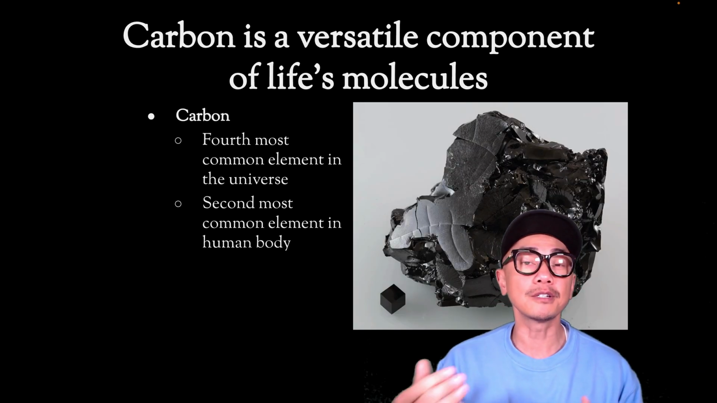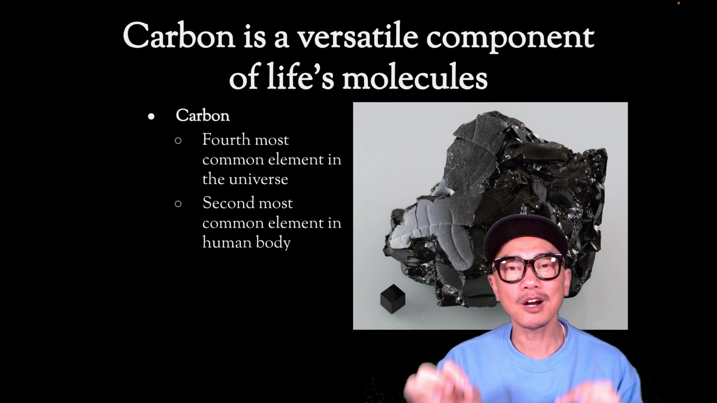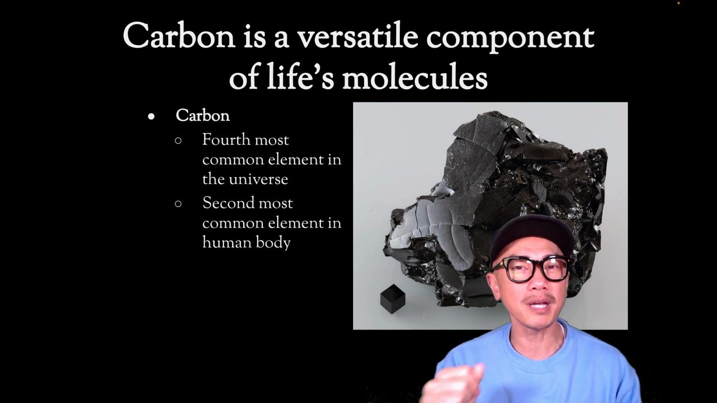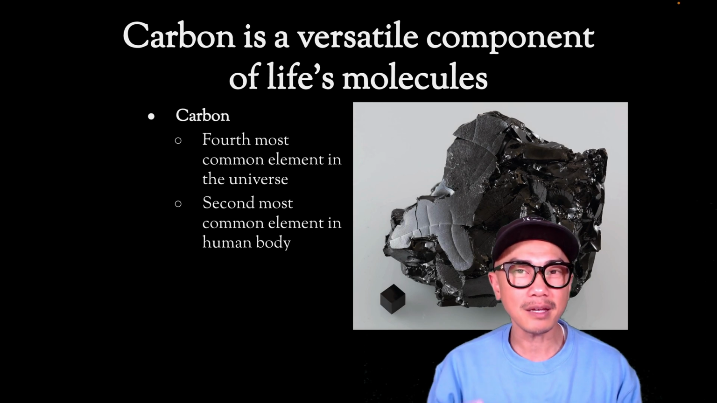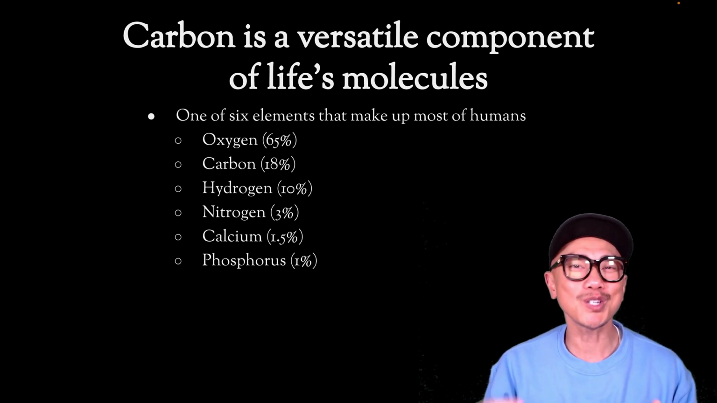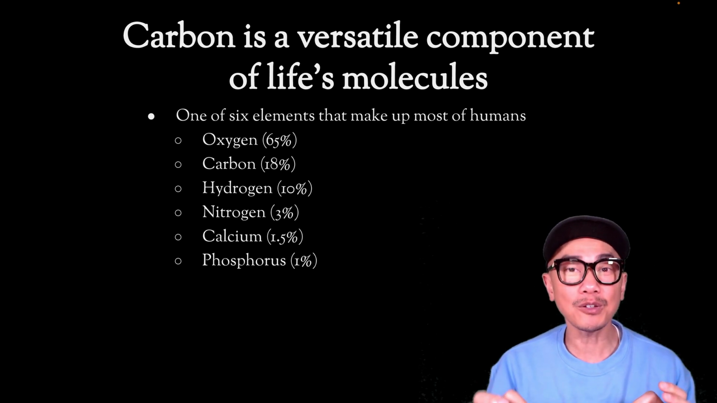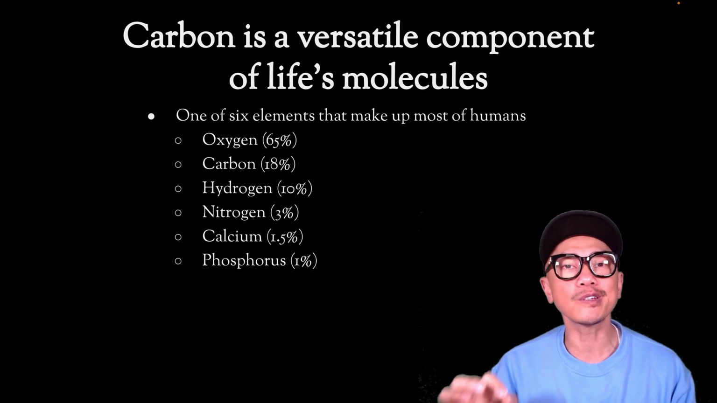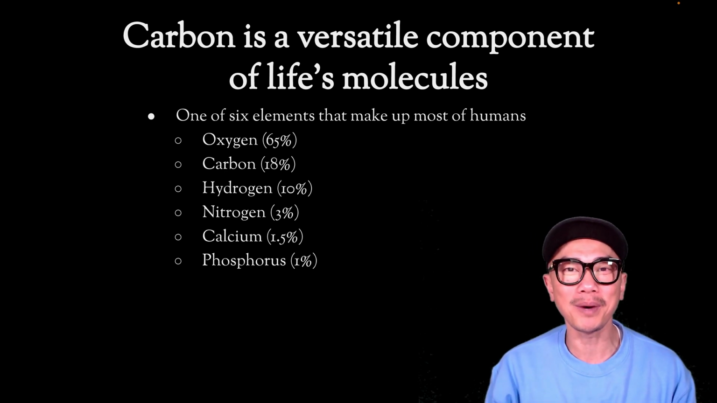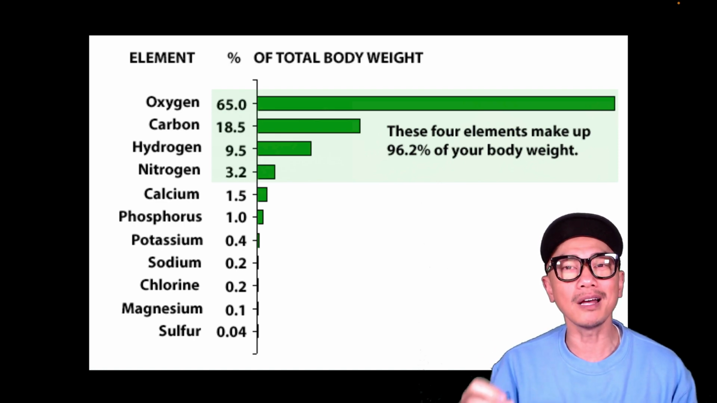All life on Earth, including ourselves, are considered carbon-based life forms. Carbon is the 4th most common element in the universe and the 2nd most common element in the human body. In addition to carbon, oxygen, hydrogen, nitrogen, calcium, and phosphorus are the 6 most common elements in the human body. This graph shows the most common elements in the human body and their percentages relative to body weight.